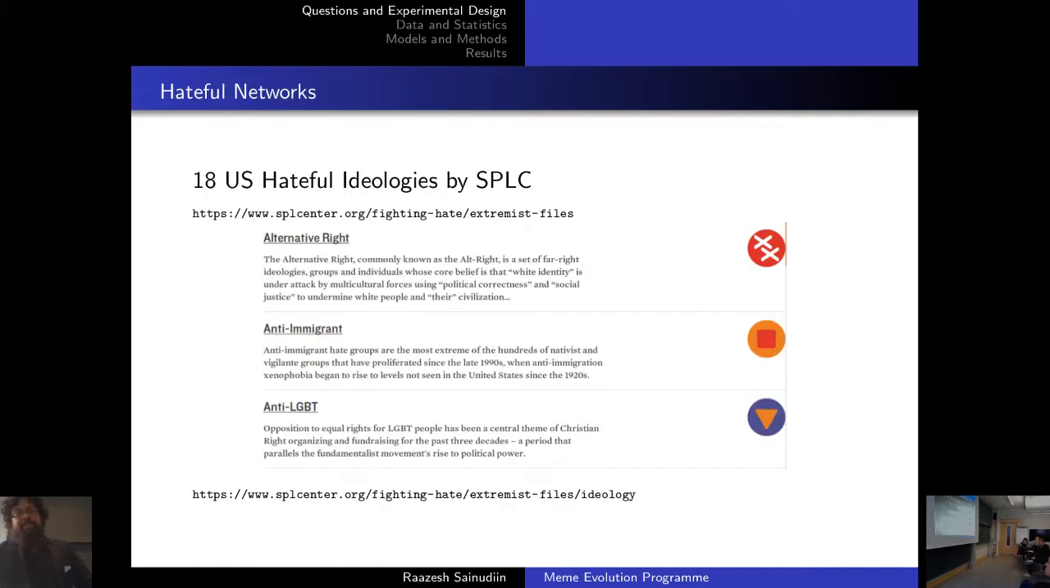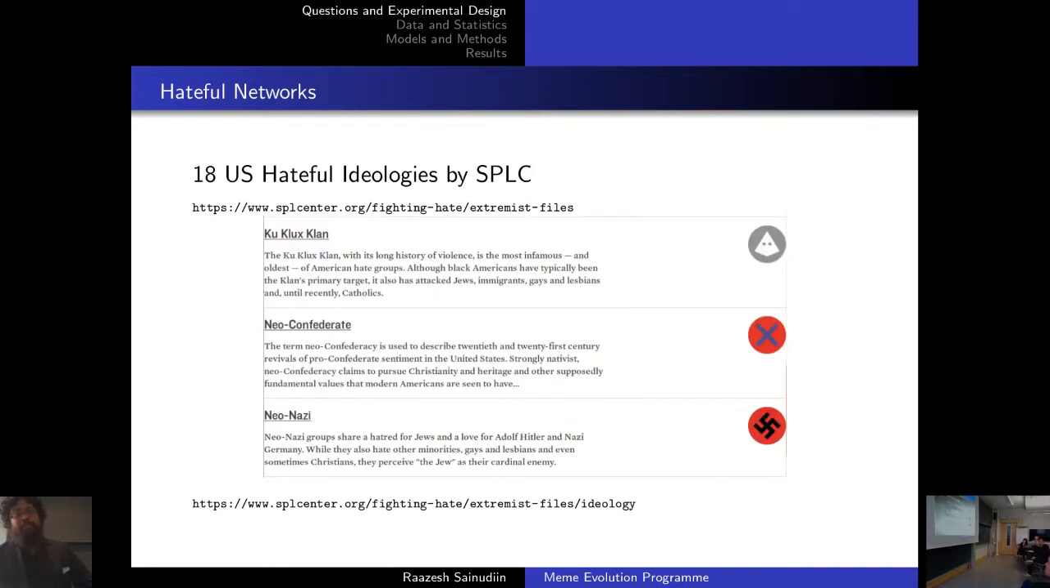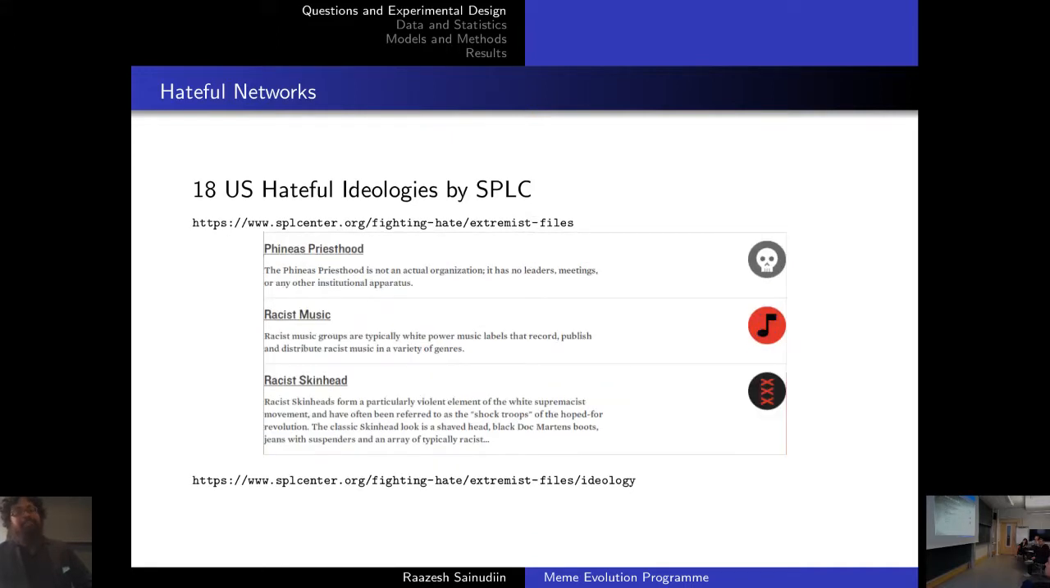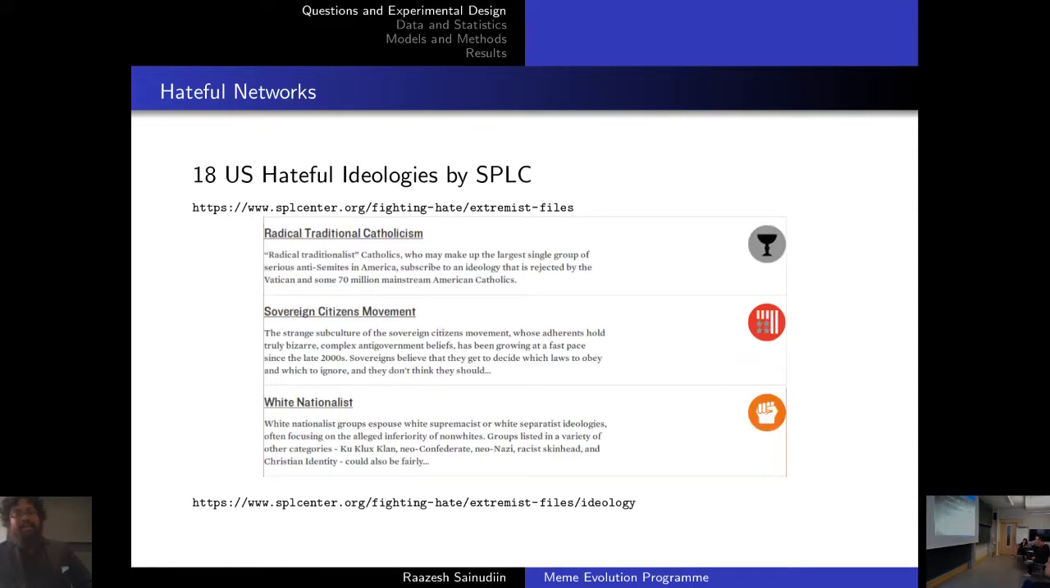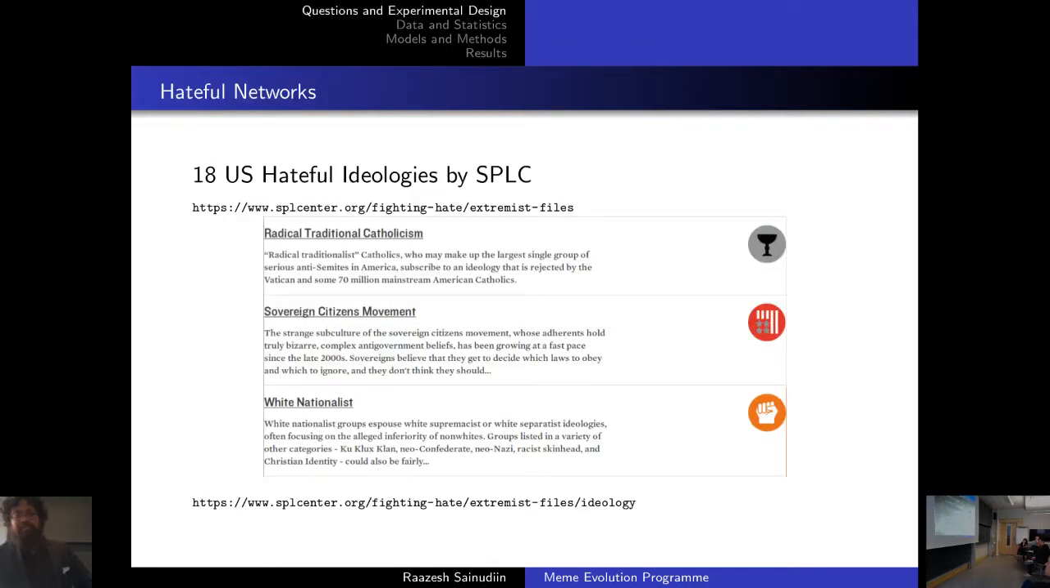At this time, they had 18 US hateful ideologies: alternative right, anti-immigrant, anti-LGBT, anti-Muslim, anti-government, black separatist, Christian identity, general hate, Holocaust denial, Ku Klux Klan, neo-Confederate, neo-Nazi. I have to take a breath. Priesthood, racist music, racist skinhead, radical traditional Catholicism, and so on, and white nationalists, sovereign citizens movement.